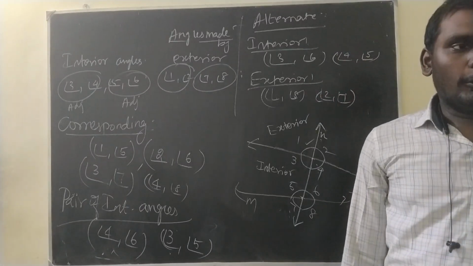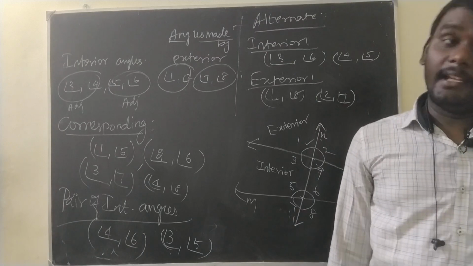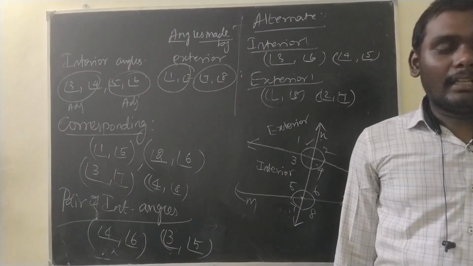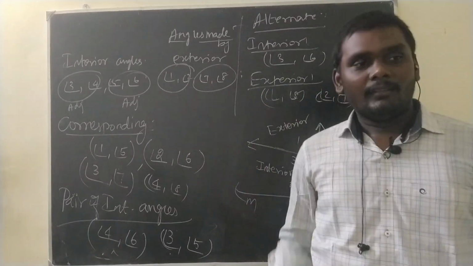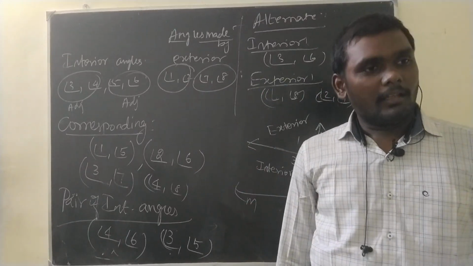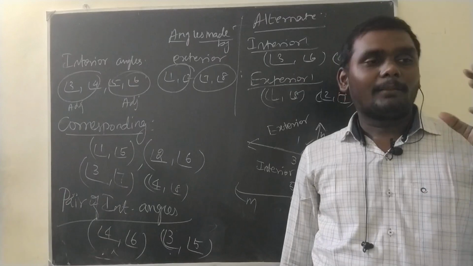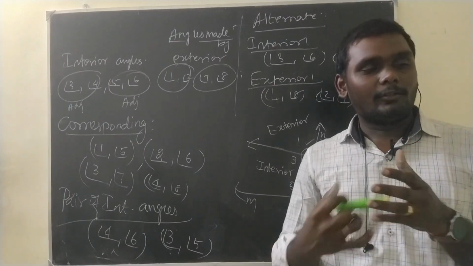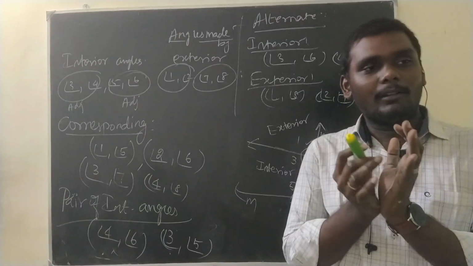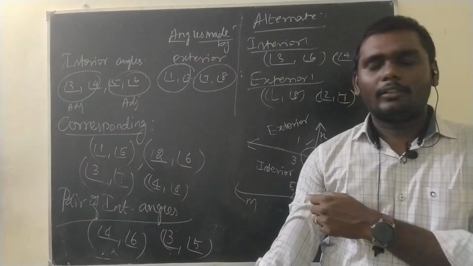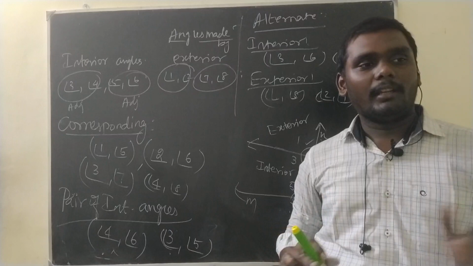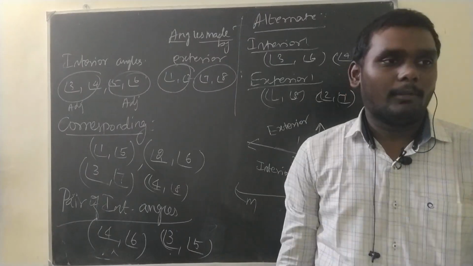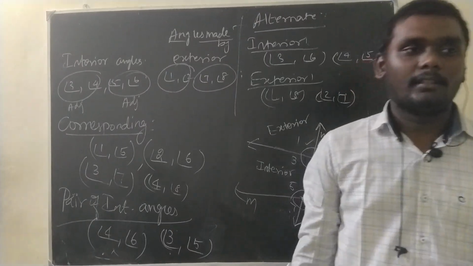Okay. So a transversal makes 8 angles. In that we classify them into 2 major types. One is interior, another one is exterior. In that we see corresponding angles. That has no interior or exterior differentiation. Corresponding means just top right to top right, top left to top left.